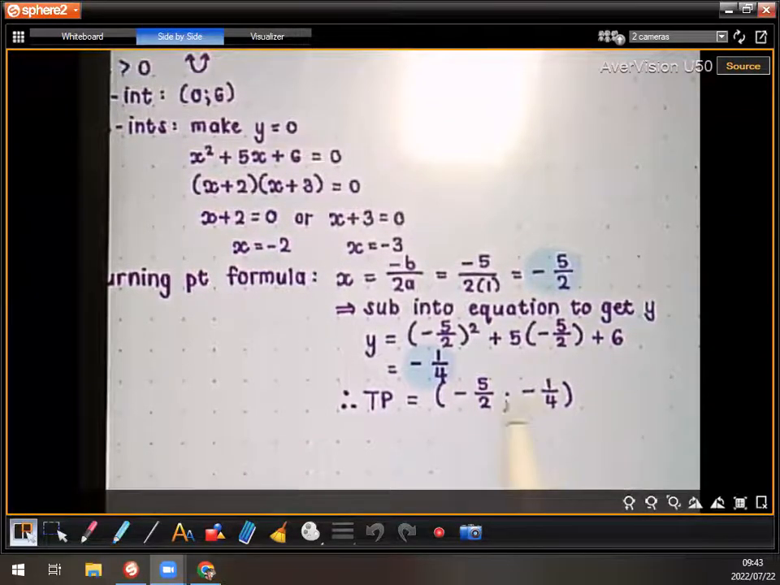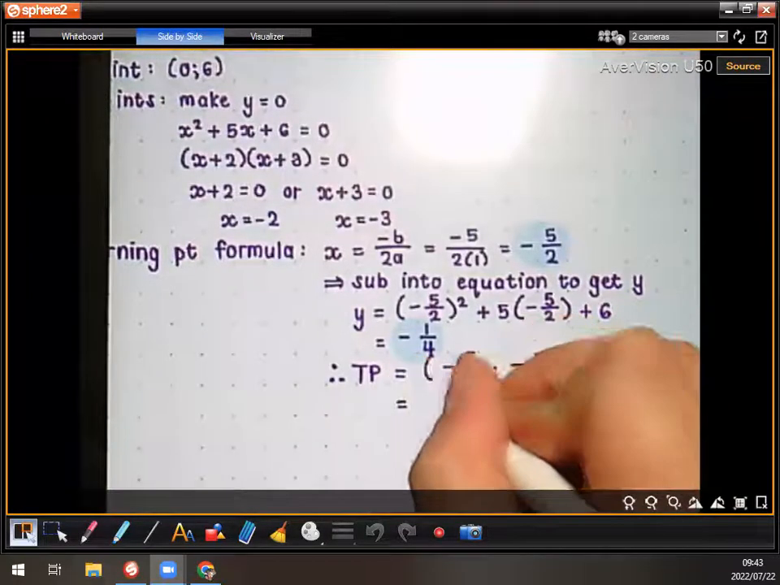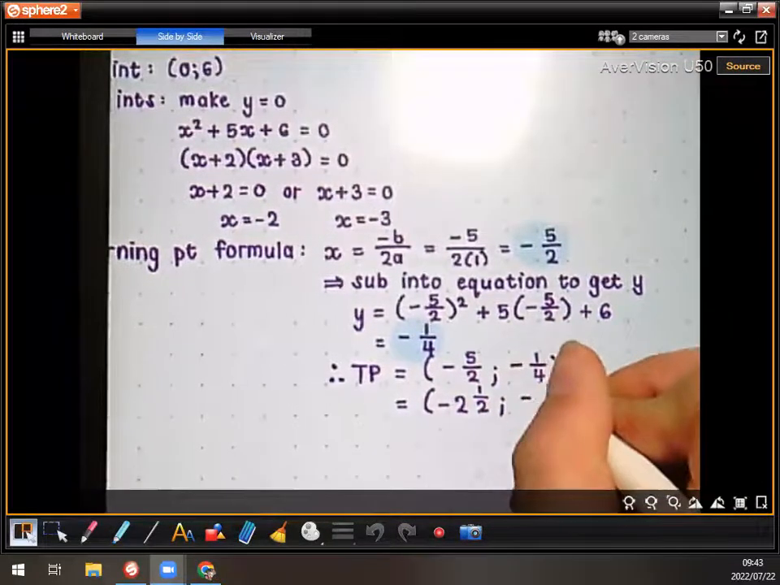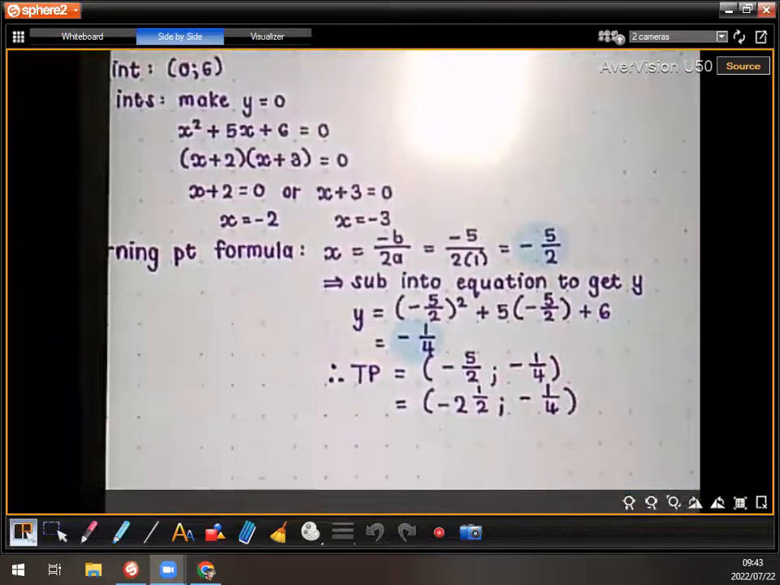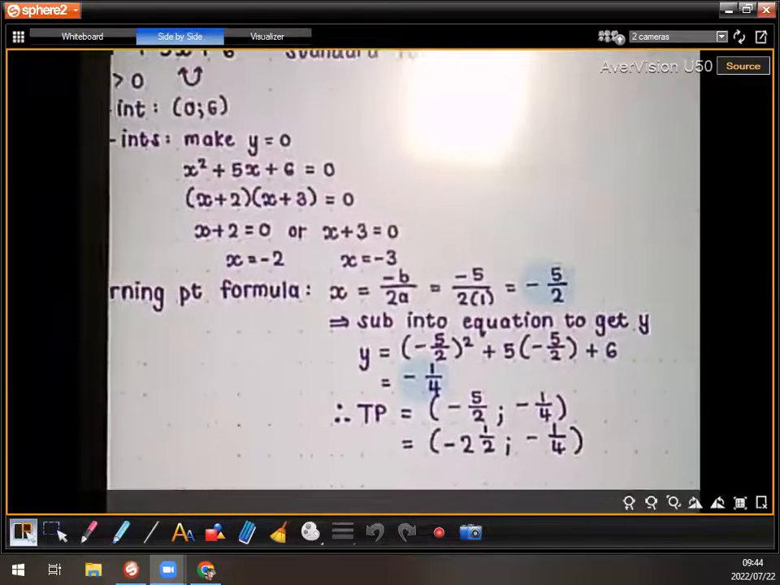Negative 5 over 2 and negative a quarter. Guys, if you want to, you can rewrite this as negative 2.5. That would be easier to plot. And negative a quarter. We're going to have to plot those 4 points first, and maybe circle the turning point, so that you know that is the turning point. Then you're going to have to figure out what that graph is going to look like before you actually draw it. Okay, do that quickly, please.